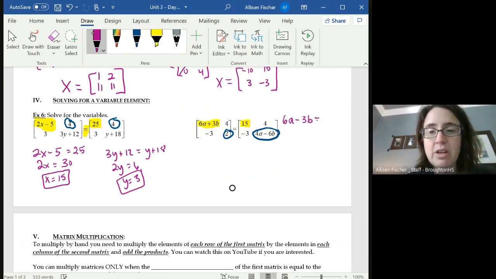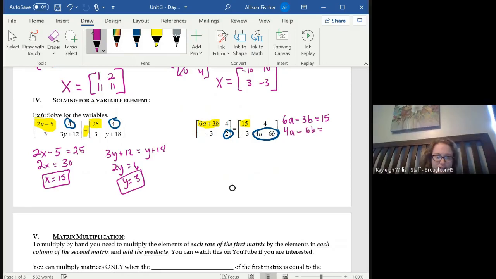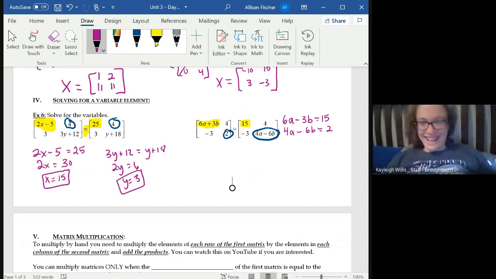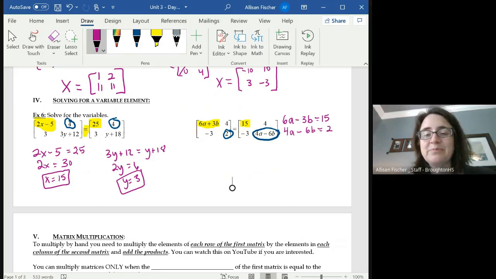So for this one, you're going to have to solve either with substitution or elimination. Elimination. I love how you think, Miss Willis. That's what I would do too. So those are your equations. 6a minus 3b has to equal 15 because they're both in the top left. 4a minus 6b has to equal 2 because they're both in the bottom right.